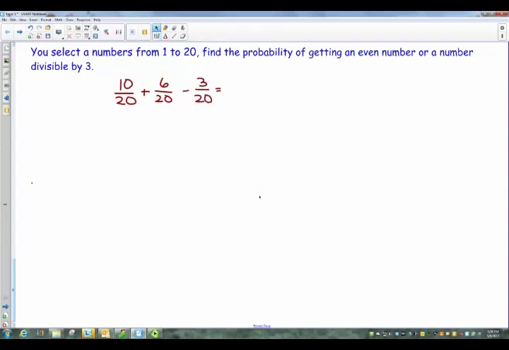And we can't have them both. So we simplify down. So you end up with 10 plus 6 is 16, minus 3 is 13. Your denominator is still 20. 13 over 20 does not reduce down. So that is your final answer.